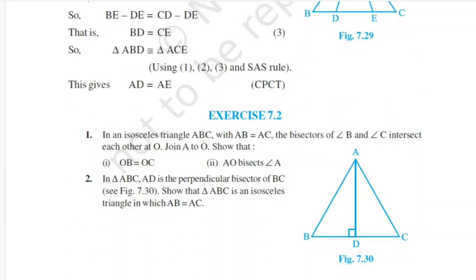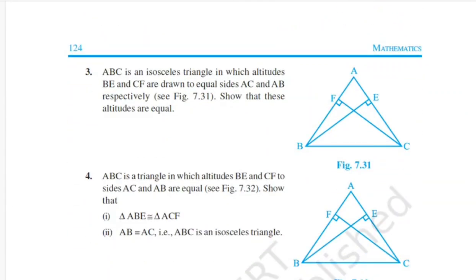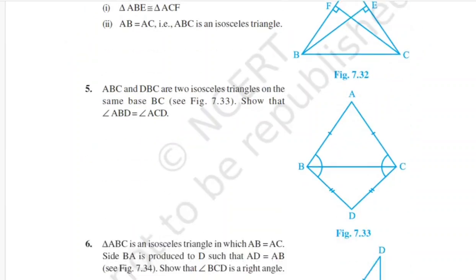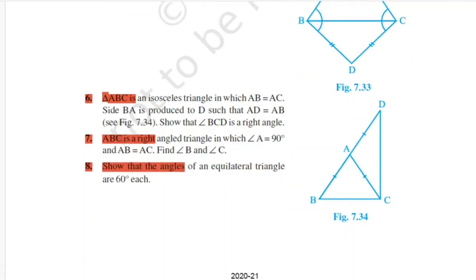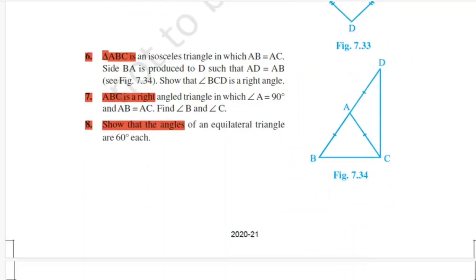Now if I see exercise 7.2, you can see question number 1. Generally question number 3 also you can check, question number 4 also, question number 6, question number 7 and question number 8. Especially question number 8 is very important, that the angles of an equilateral triangle are 60 degrees each. These questions are very important for exam.